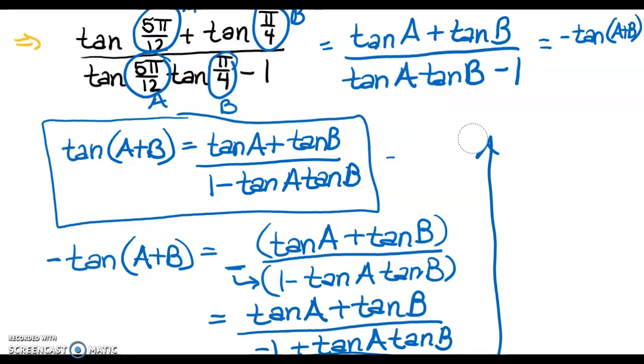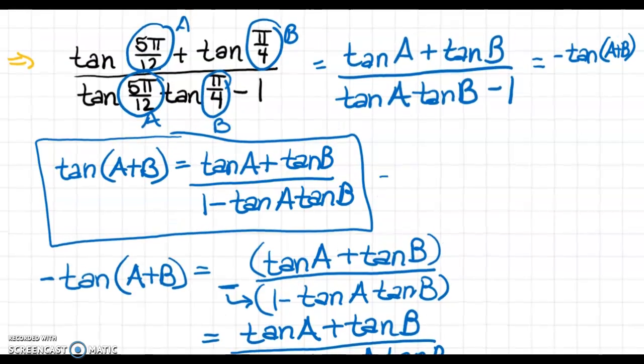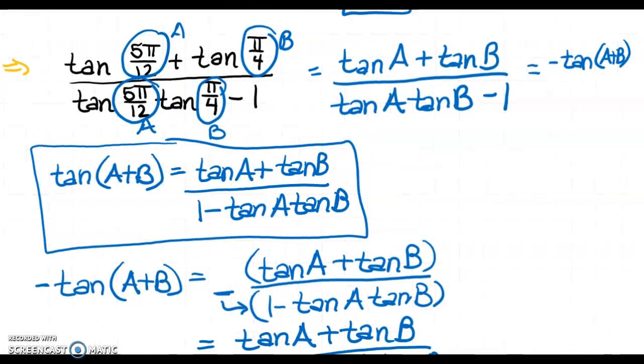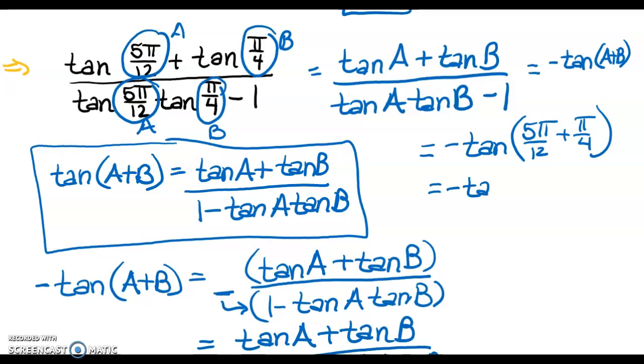All right, so I'm going to erase some of these arrows so I can fit some of this work in. So continuing with this, I am going to plug in 5 pi over 12 for A and pi over 4 for B. I know that pi over 4 is 3 pi over 12. So 5 pi over 12 plus 3 pi over 12. When I add those two, I get 8 pi over 12, and then when I simplify, I get 2 pi over 3.